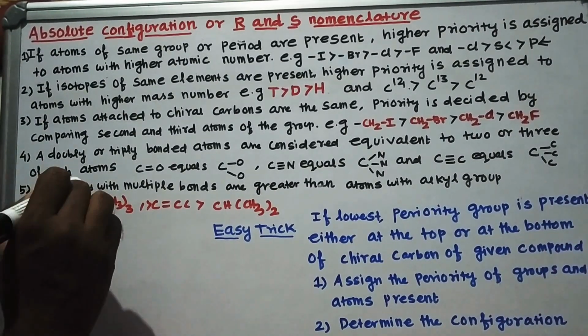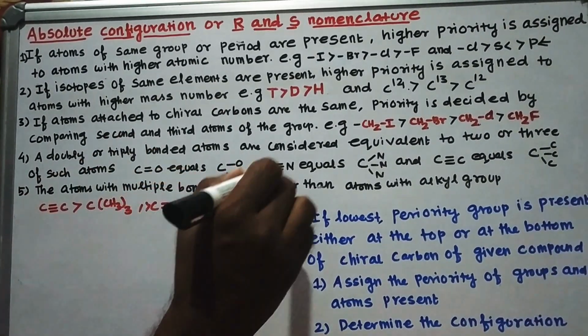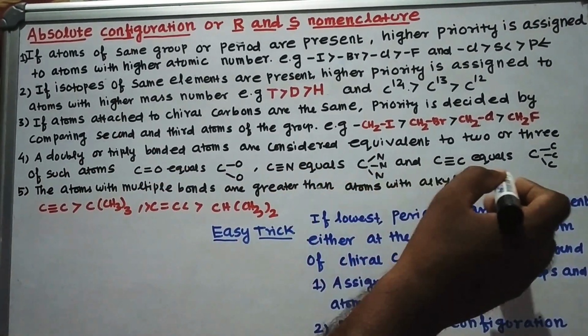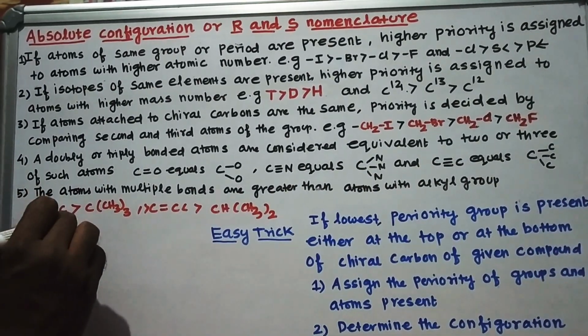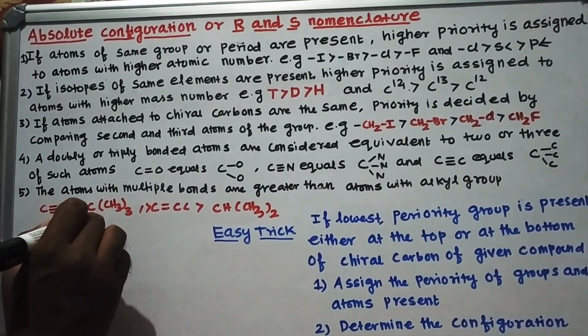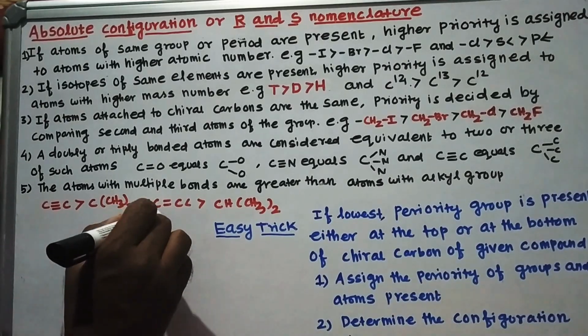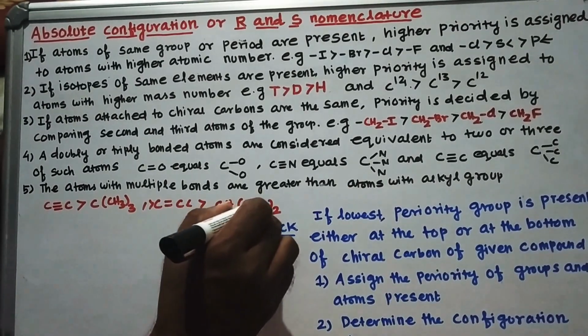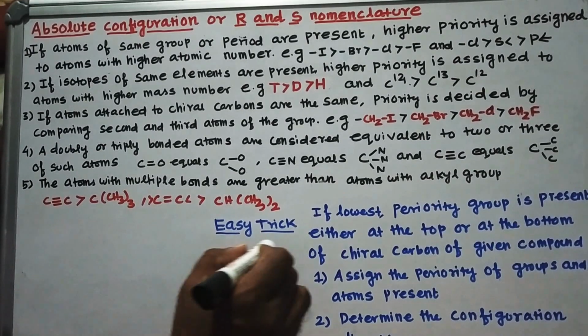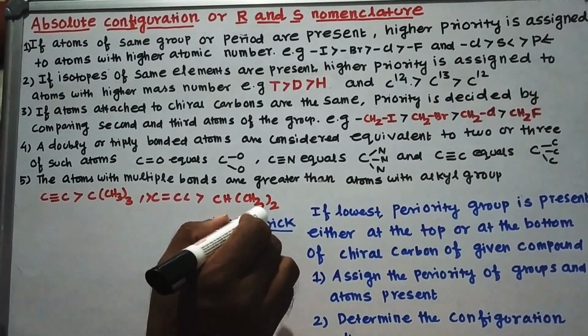Fifth one: atoms with multiple bonds are greater than atoms with alkyl groups. C triple bond C is greater than C with CH3 thrice. C double bond C is greater than CH3 twice. Now we are going to see the easy trick.